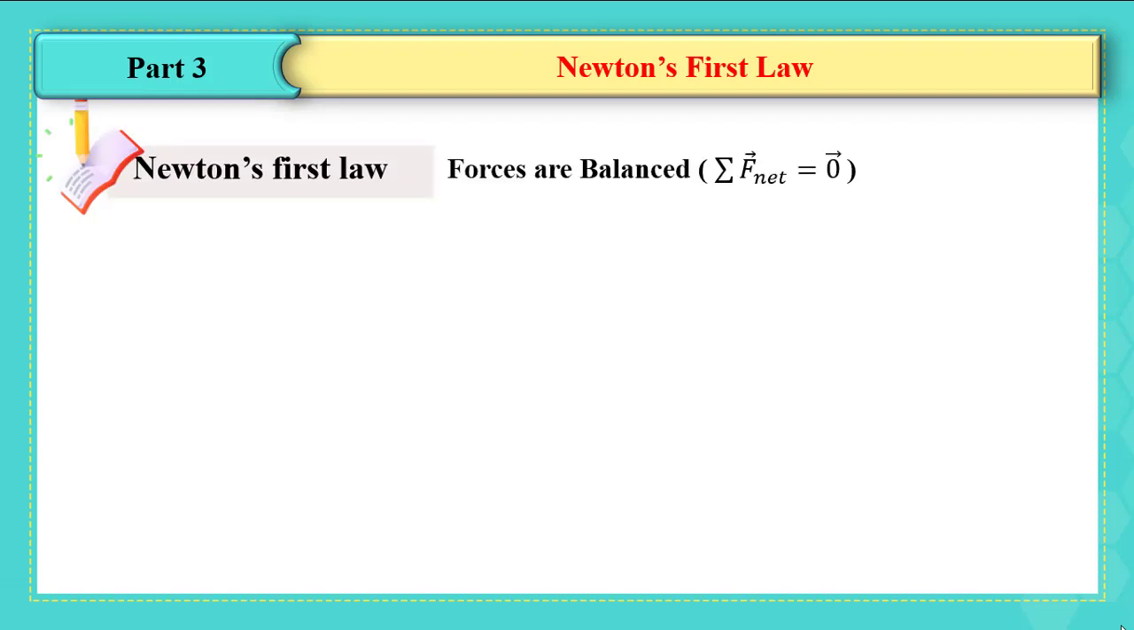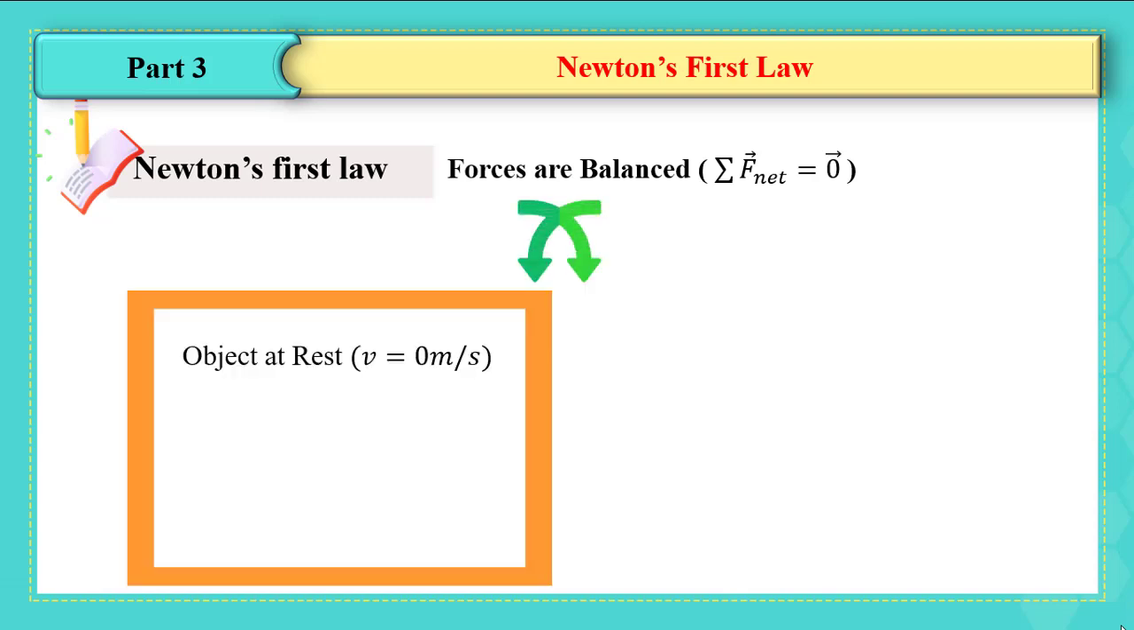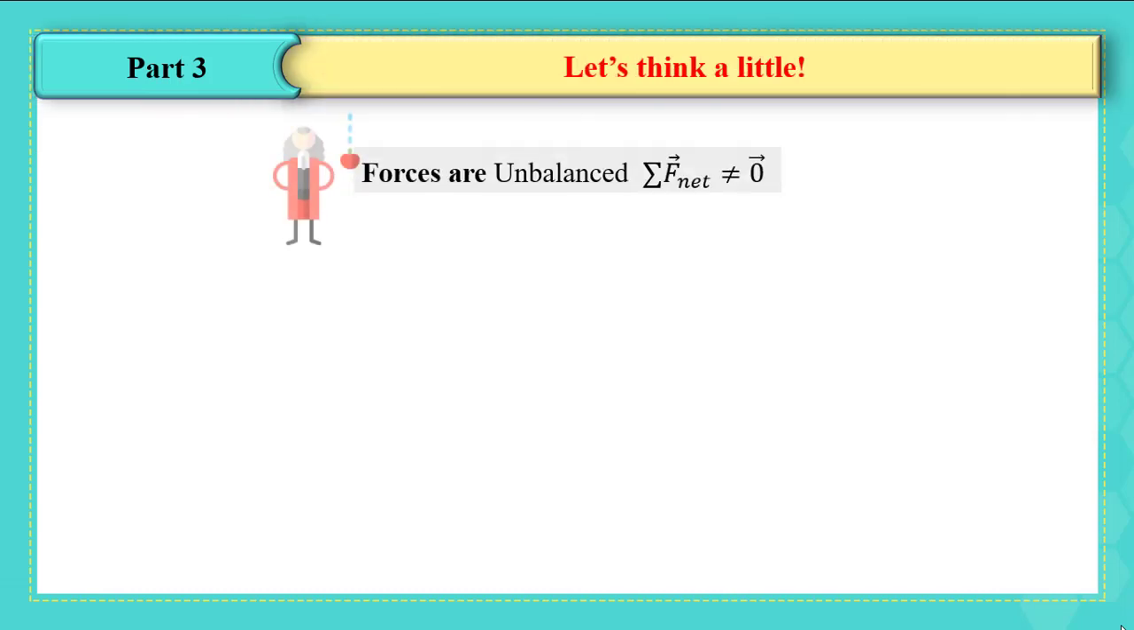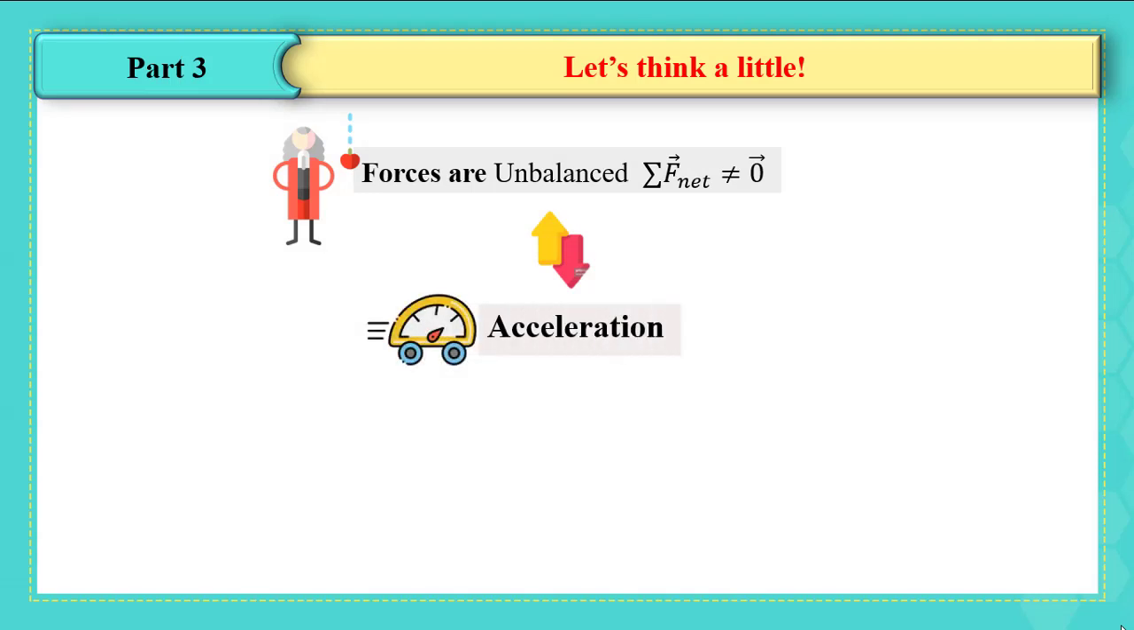We said that when forces are balanced such that the sum of external forces, or the net force, is zero, then we have either one of these two cases. The object is at rest and it stays at rest, or the object is in motion and it stays in uniform rectilinear motion. What if the net forces are unbalanced? There will be acceleration. But let me ask you a question, and I'm sure you are going to answer it. On which two factors do you think the acceleration will depend?